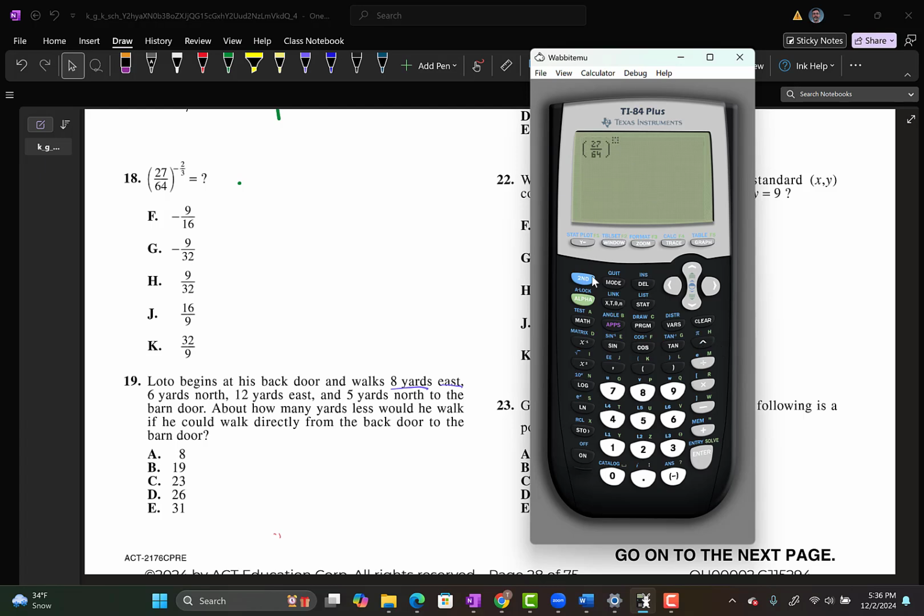Raised to, and again, we're going to do alpha y equals number 1 to raise it to the fractional power. We're going to get an answer in decimal format. These are in fractions, so there's a button for that as well. Press the math button, number 1 for frac. Enter one more time. 16/9 is our answer.